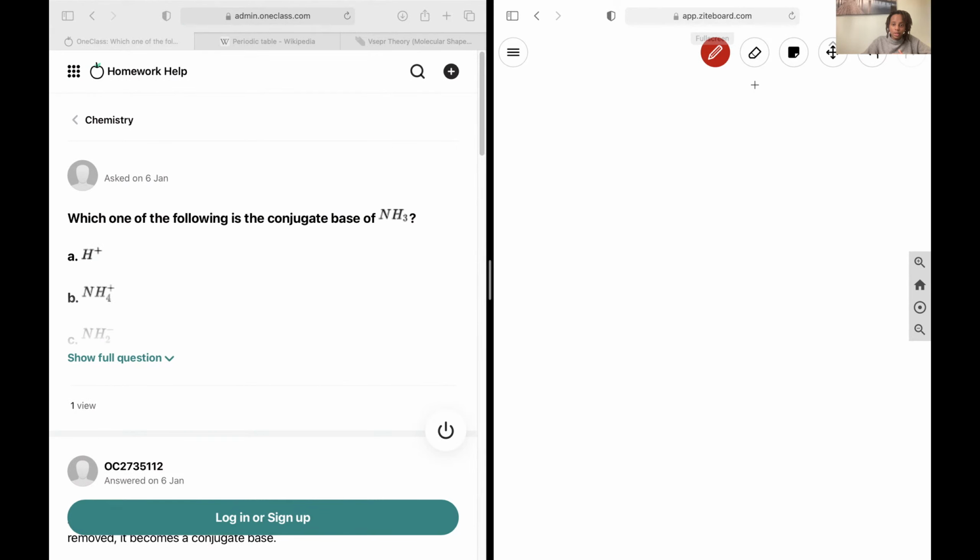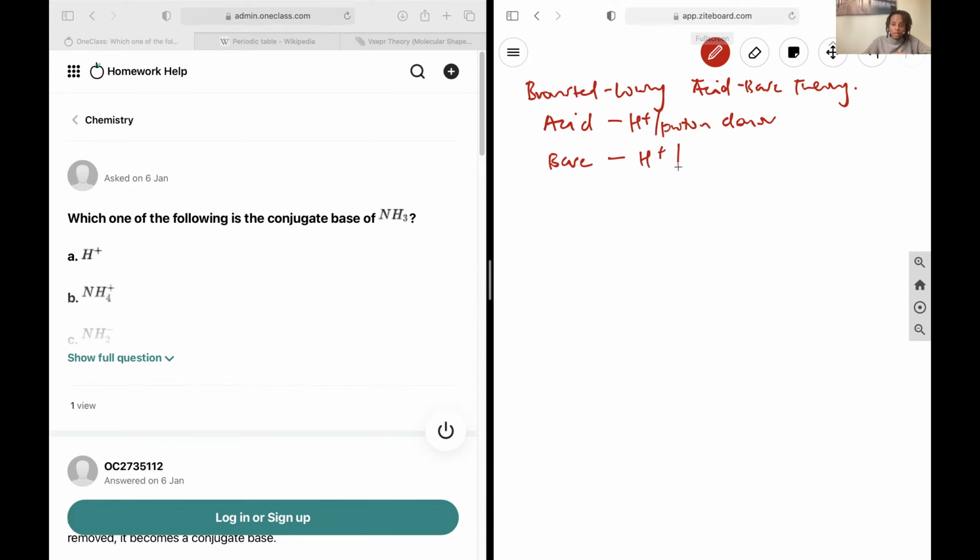Okay, next up we want to look for the conjugate base of NH3. And so we need to remember Brønsted-Lowry acid-base theory. And that just simply defines acids as hydrogen or proton donors, and bases as proton acceptors.